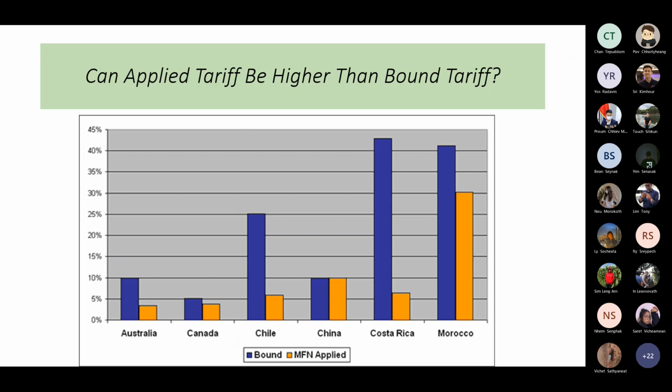Okay, again, can the applied tariff be higher than the bound rate? Only if the bound rate is not yet enforced. If the bound rate that you have submitted to the WTO is not yet enforced, you have the freedom to apply a tariff rate higher than the bound rate. But if the bound rate is already submitted and enforced, the consequent applied tariff rate must be lower than or equal to the bound tariff rate. So you can see the diagram right here.